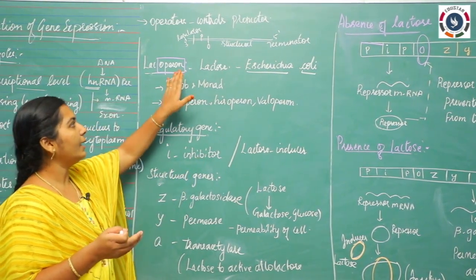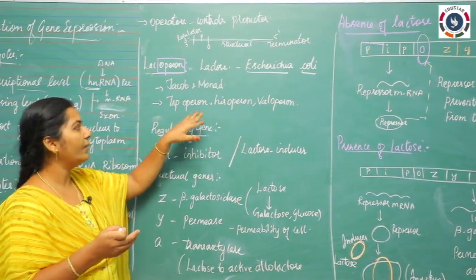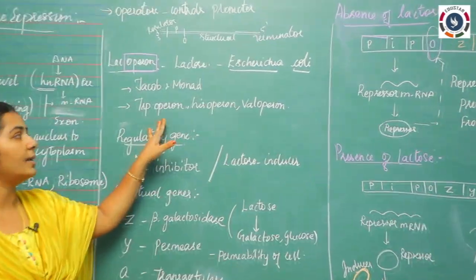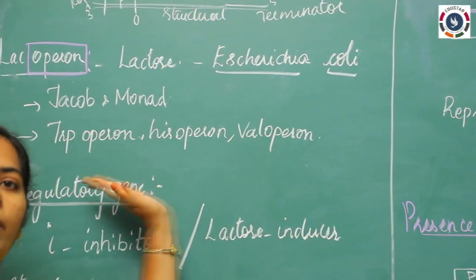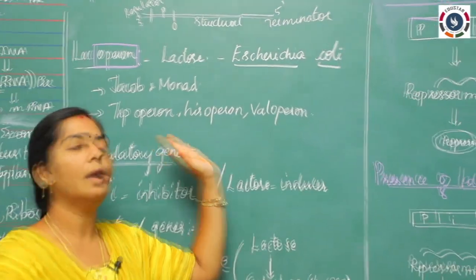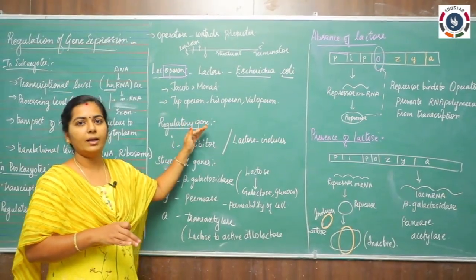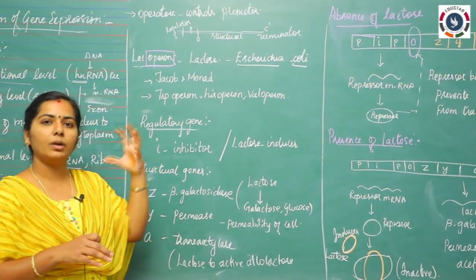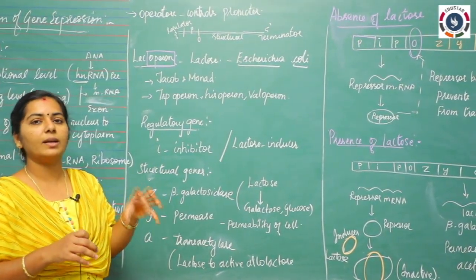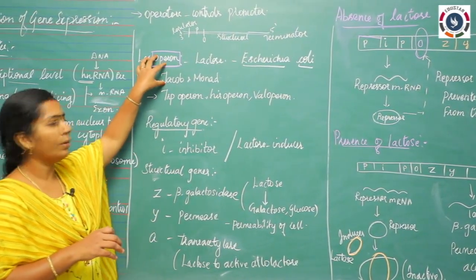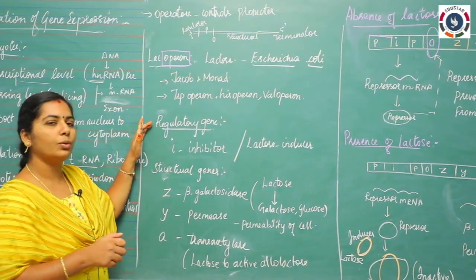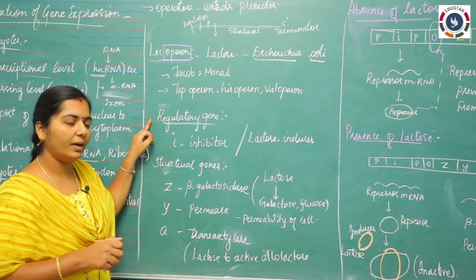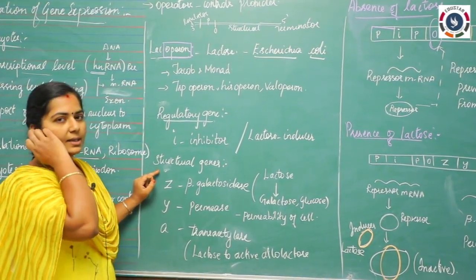Like the lac operon, we also have other operons: the trp operon, histidine operon, valine operon. These are all for individual amino acids. Each and every operon has a set of genes for its own control. That is why we call it an operon. So if you see in this lac operon, we have two kinds of genes: one is the regulatory gene and the other is the structural genes.